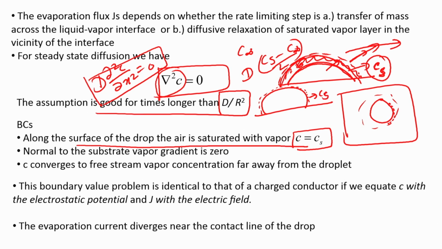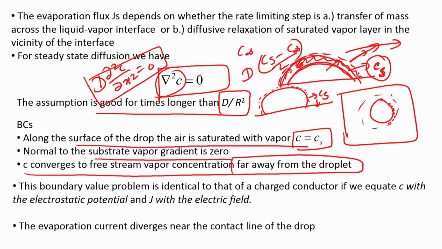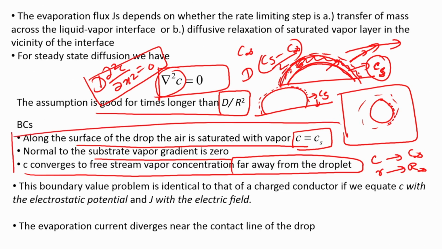Normal to the substrate, the vapor gradient is 0 because of no penetration. We are assuming that this vapor does not get absorbed on the surface. And C converges to the free stream concentration far away, that means C goes to C infinity when R approaches R infinity. So, these are the cases that we have.